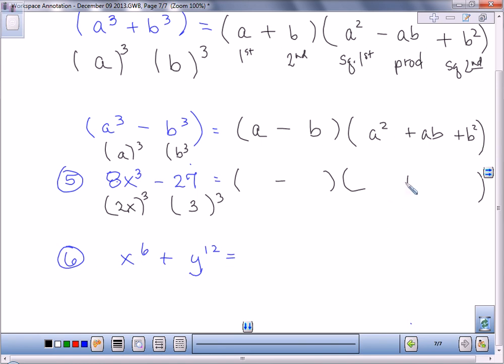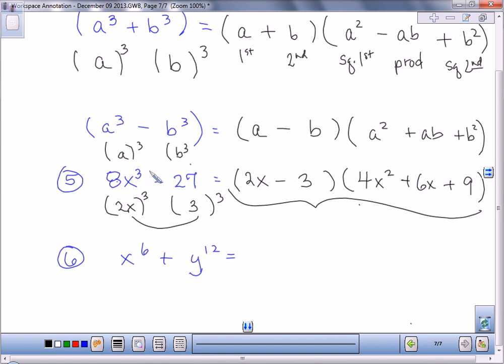You're right, Bethany. No. You were just giving me the first term. So, what was being cubed? 2x. What was being cubed? 3. Square the first one. So I'm squaring 2x. When I square the 2, what do I get? 4. And I square the x, I get x squared. The product of the 2x times 3 is 6x. And then I square the second term. When I square 3, what do I get? 9. So this product is the factored form of that.